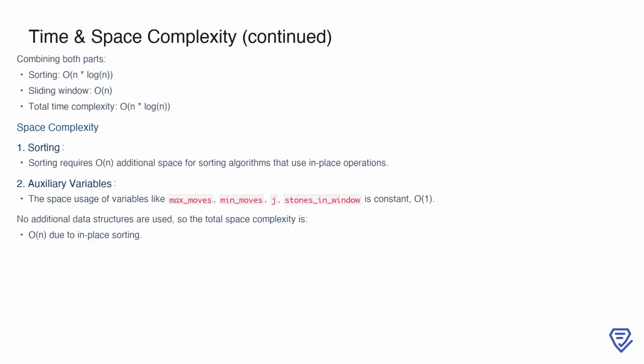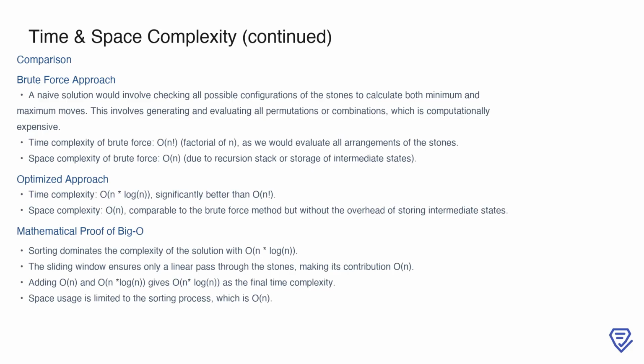To understand the efficiency of the optimized approach, let's compare it to a brute force solution. In a naive approach, we would calculate both the minimum and maximum moves by evaluating all possible configurations of the stones. This would involve generating and checking all permutations or combinations, leading to a time complexity of O(n!), factorial time, which grows extremely quickly as n increases. The space complexity of brute force would be O(n), accounting for the recursion stack or storage of intermediate states.